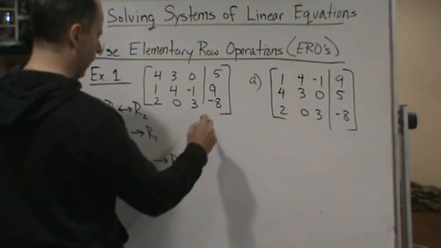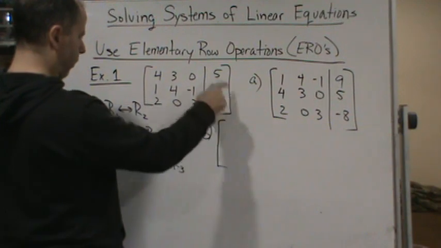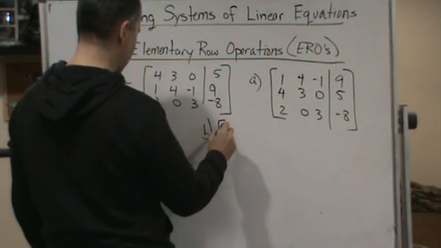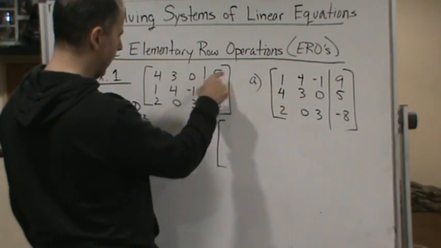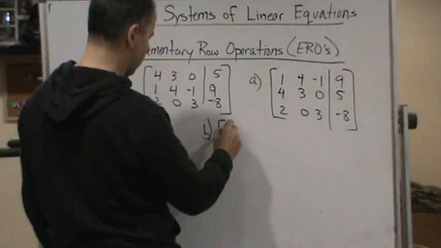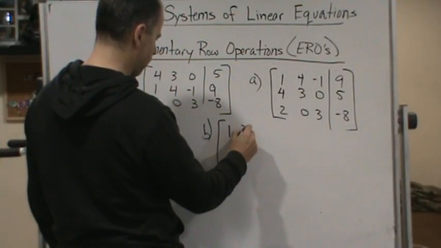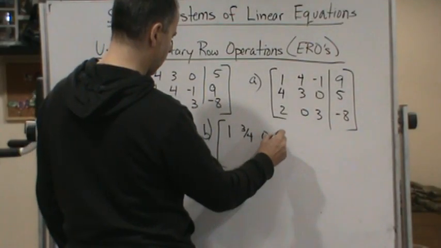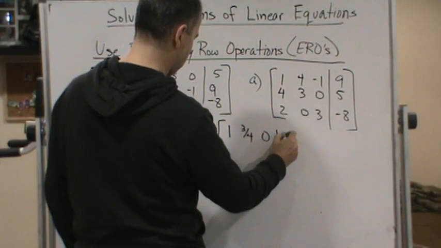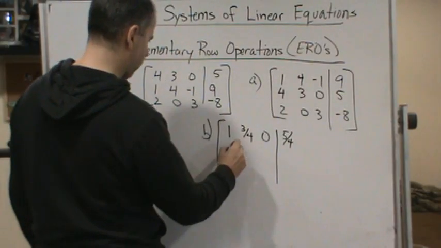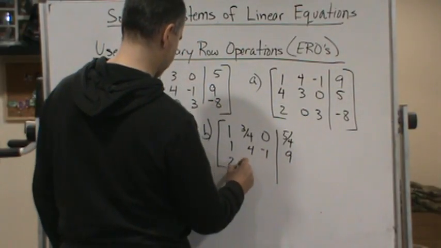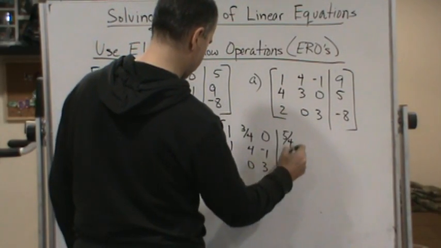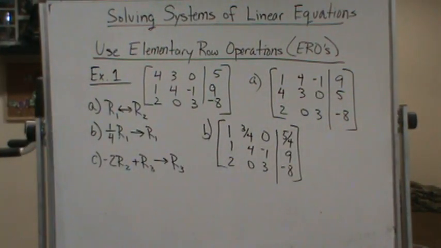So the resulting matrix would be, again, we're going back to the original matrix. If we're going to take 1/4 of row 1, that means row 1 is going to change, and the other two rows are going to stay the same. So this is going to be 1, 3/4, 0, 5/4. And then of course the rest is the same. And we're done. That would be the resulting matrix for part B.